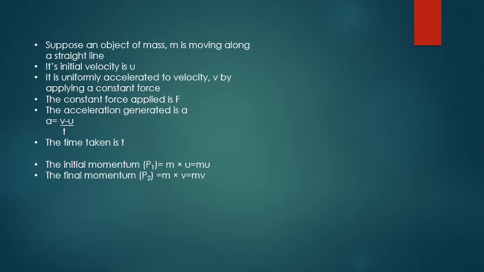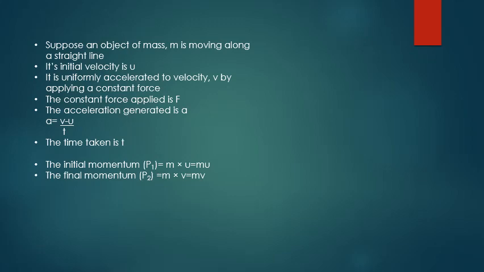When some force is applied on it, eventually it will change the speed, and the final velocity due to the force applied on it is v. So if we consider the final velocity as v, what is the acceleration? Acceleration would be the difference between the final and initial velocity divided by the time taken. So suppose it took t time to reach from u to v.